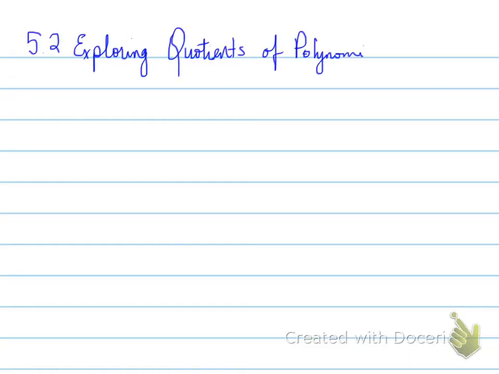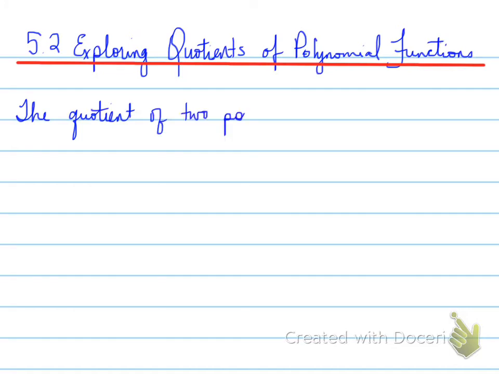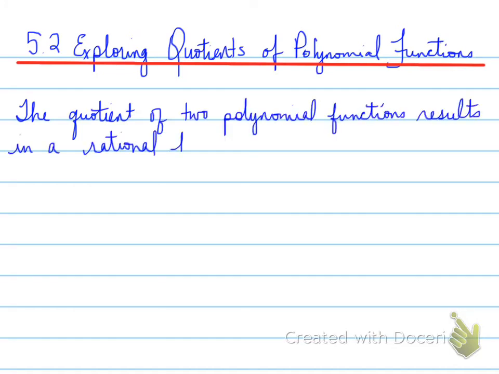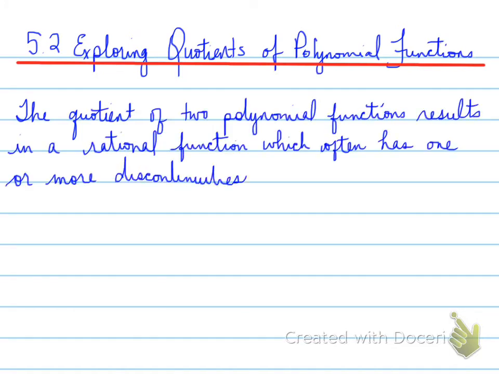All right, 5.2, exploring quotients of polynomial functions. The quotient of two polynomial functions results in a rational function, which often has one or more discontinuities. Okay, so we're looking here at different types of areas where a function can be discontinuous. In the previous units, we've talked about asymptotes, or some sort of hole happening.